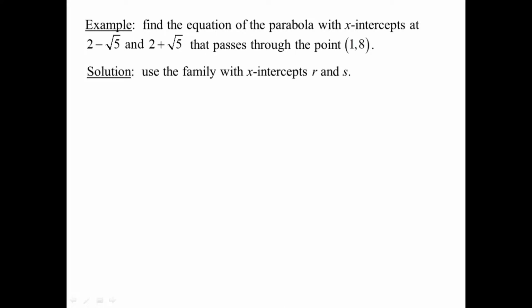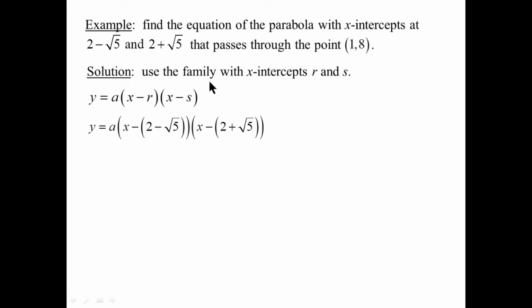Okay, so we'll choose the family that has the given x-intercepts at r and s, and that's this family. And what we need to do is say x subtract one of the roots, and x subtract the other one of the roots, and plug them in. Well, we've got too many brackets here, so we can distribute this subtraction over these brackets, and it becomes minus 2 plus root 5. This one becomes minus 2 minus root 5 because we distribute subtraction over the brackets.